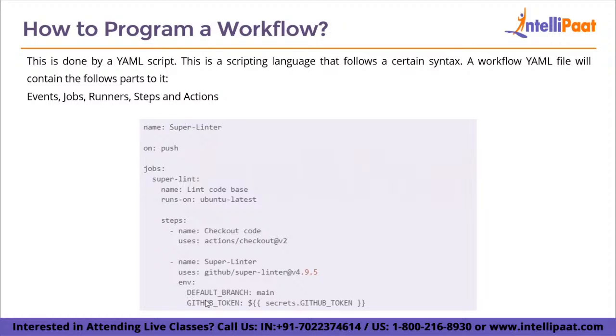And finally, we have environment. You can select the default branch to be main, or you can also change it to be the developer branch or feature branch, etc., whatever branch you want it to be. And this is a standard template code, which is the GitHub token. You will have to add that everywhere.